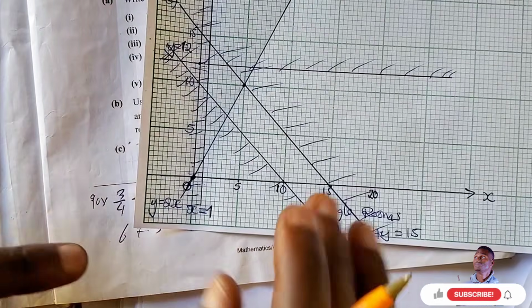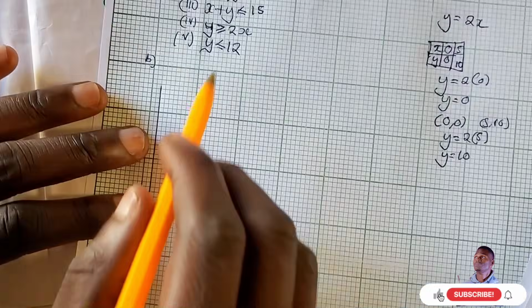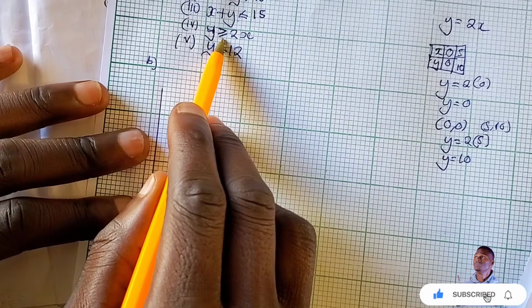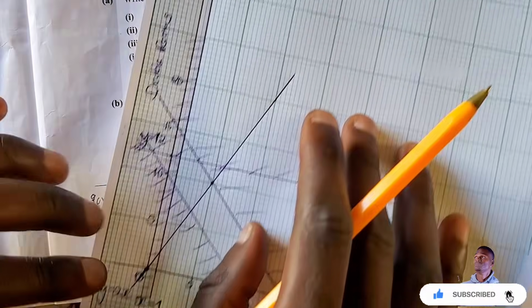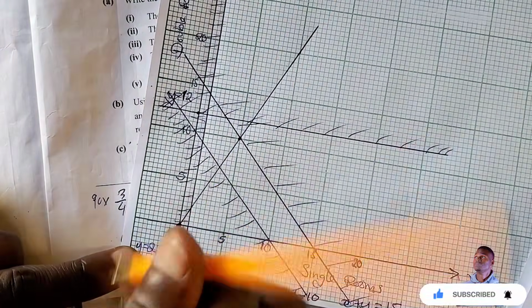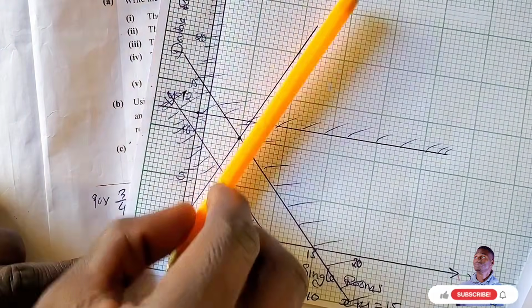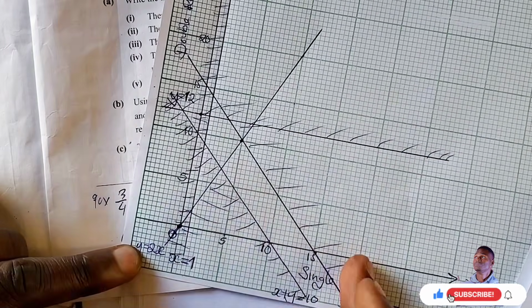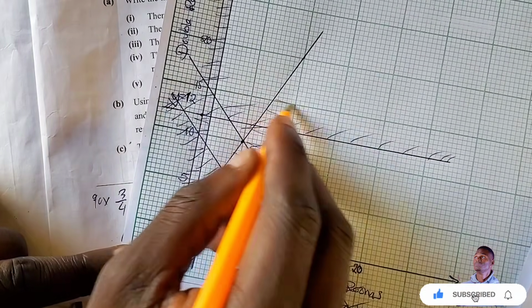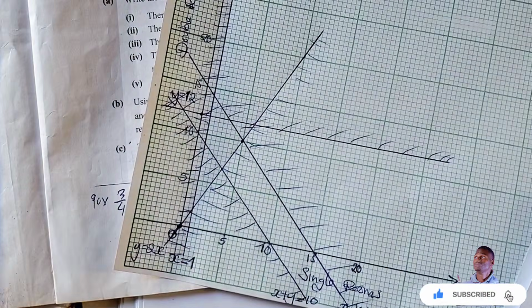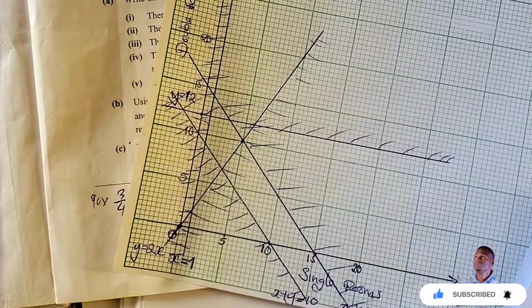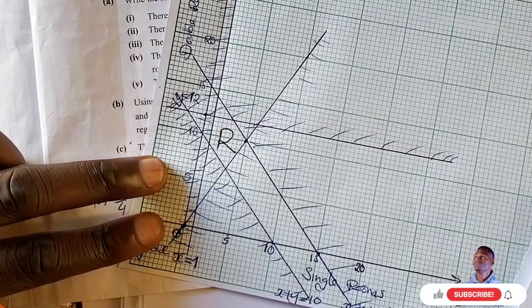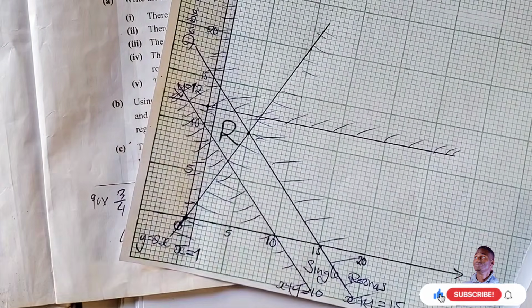Now, where are we going to shade? Let's come to the inequality. The inequality is less than, so this is where we're going to shade. Everything down here is unwanted. Are we together? Therefore, the wanted region is this. Am I right? Yes, this is the wanted region.